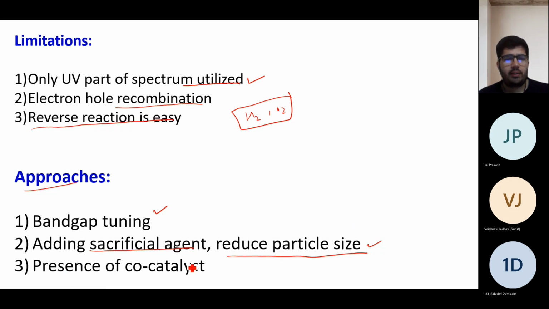And the presence of co-catalyst: if co-catalysts are present, then the reverse reaction rate can be decreased. So these are the approaches: band gap tuning, adding a sacrificial agent, reducing the particle size, and the presence of a co-catalyst.